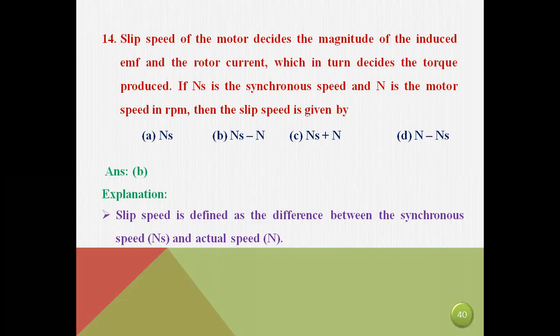But here the question is about the slip speed. We calculate slip speed as Ns − N, because slip speed is the difference between the synchronous speed and the actual speed of the induction motor. So we can take slip speed as Ns − N.